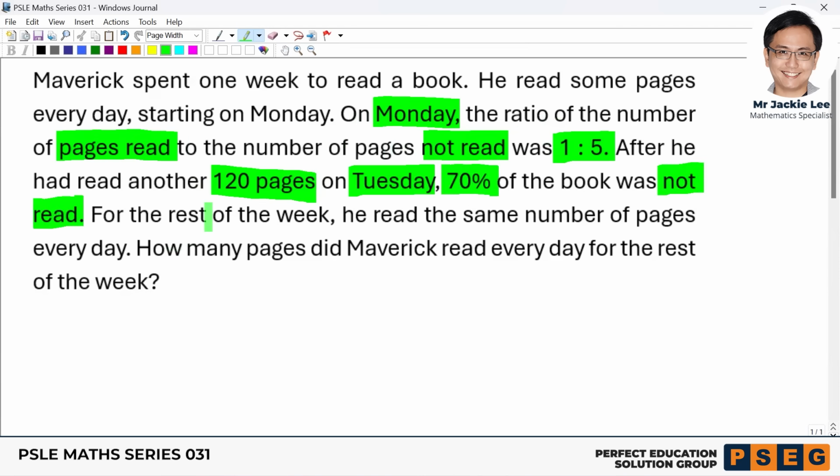Then for the rest of the week, he read the same number of pages every day. So the question is, for the rest of the week, how many pages did he read?